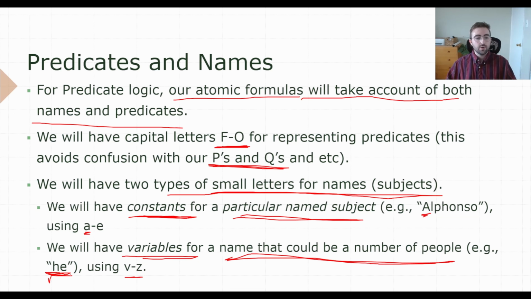And so, he might be a variable name if we're saying, anytime a guy goes to the mall, he sits in the food court. I don't know. Since we didn't specify who the guy is, it could be any guy. And so he could mean any guy, right? So he in that case would be a variable. We would represent it with some letter V through Z, probably an X.